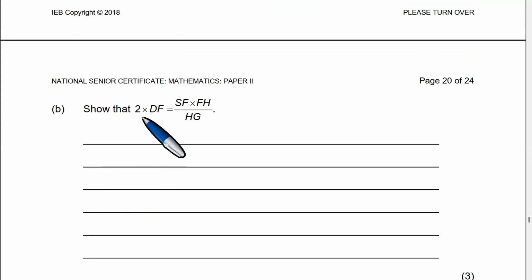Okay, right. For example, you need to show that 2 times DF is equal to SF times FH over HG. How do you prove this one? How do we prove this one? Obviously this one requires a bit of reasoning. You need to first look at, if you're asked to prove these, in which triangles do we work? Here. In which triangles do we work? Here.